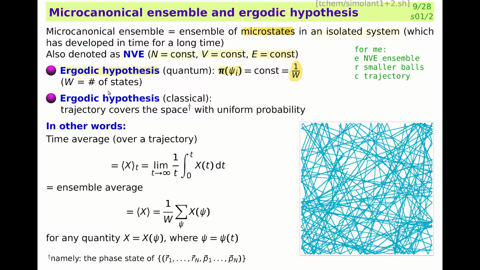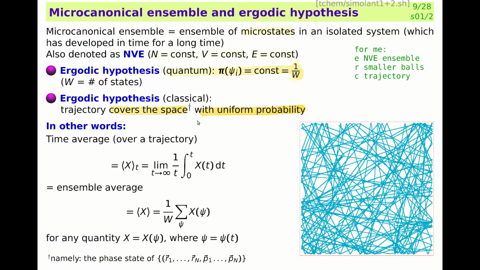This can be expressed in a bit different way in classical mechanics. Actually, the quantum language here is a bit simpler. I have a set number of microstates, perhaps a huge number, but a natural number, and I can sum over them. In classical mechanics, I have a lot of trajectories, and I require that these trajectories cover the available so-called phase space with uniform probability.